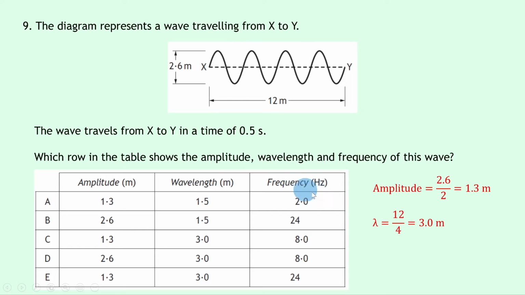And lastly, to get the frequency, we know that there's 4 waves and the time is 0.5 seconds. So we can use the relationship between frequency, number of waves and time, which is f equals n over t. And if we sub in the numbers, we get 4 over 0.5. So that's the 4 from the number of waves that we counted and the 0.5 from the time over here. And if you do that in your head or in a calculator, 4 divided by half is the same as 8.0 hertz. So this means we have 1.3, 3.0 and 8.0, which gives an answer of C.